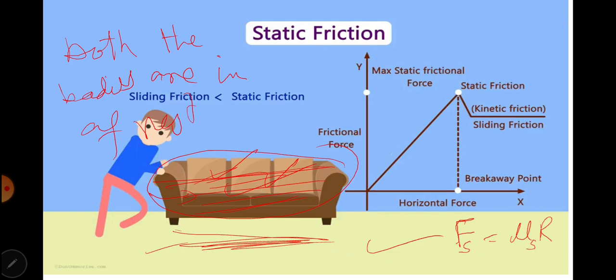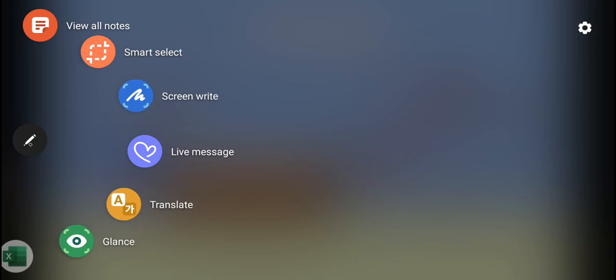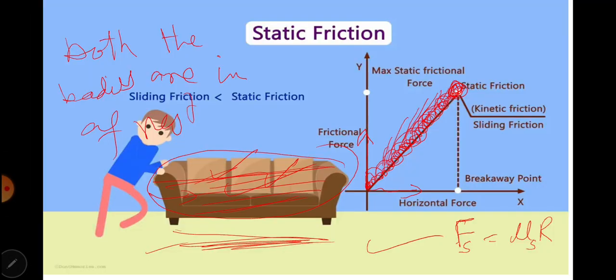So if you look at the graph, if you increase the applied force, the force of friction also increases. Here we increase the force, so force of friction also increases to this value. So the force of friction during this part of the graph is called static friction. Here the value of static friction is maximum.